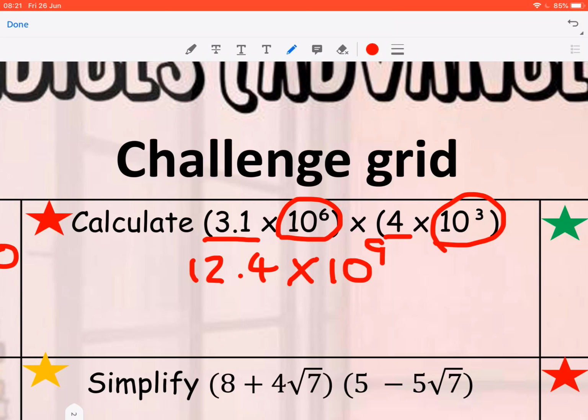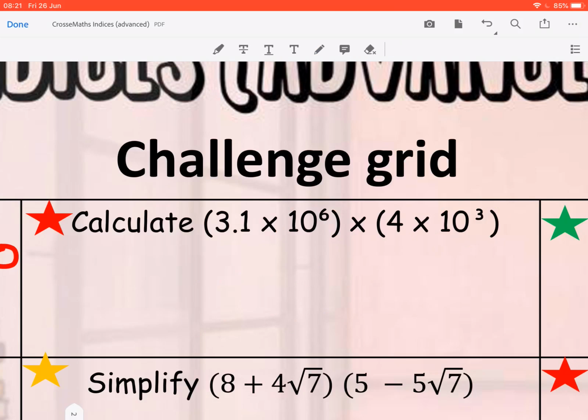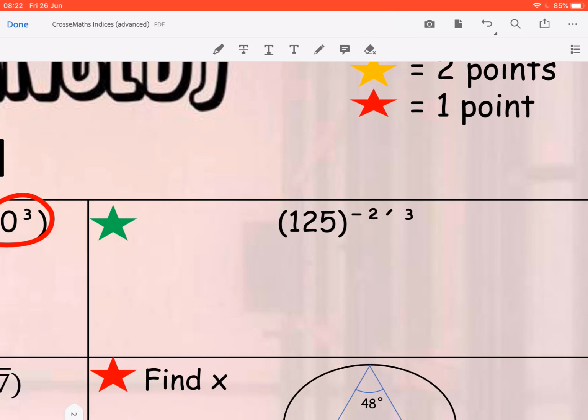12.4, however, is not between 1 and 10. To be a standard form number, the number on the left has to be between 1 and 10. In order to do that, I'm going to move the decimal point over 1, and I'm going to add 1 onto my power. 1 mark.